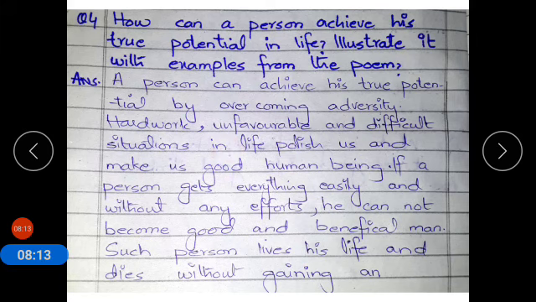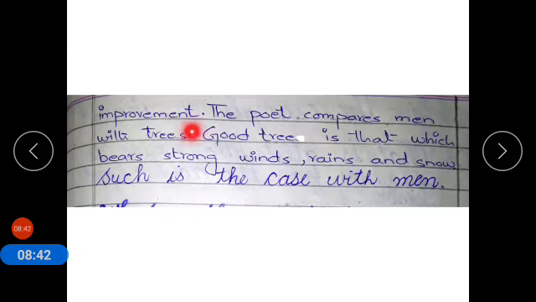Polish us. So, a person can achieve his true potential by overcoming adversity, hard work, and unfavorable and difficult situations in life. Which thing polishes us? Which thing gives us strength? Hard work, unfavorable and difficult situations give us strength, polish us and make us good human beings. If a person gets everything easily and without any effort, he cannot become a good and beneficial man. Such a person lives his life and dies without gaining an improvement.